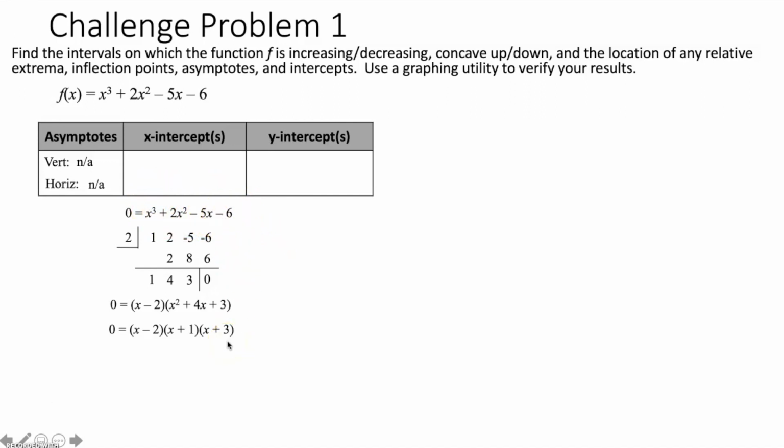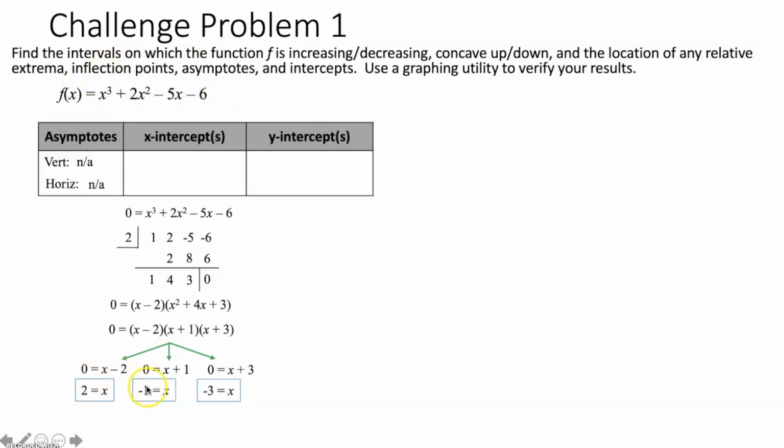Now what I can do is use the zero product property and say, if this times this equals 0, then either this equals 0, this equals 0, or this equals 0. And I can solve each of these for x by adding 2 on both sides, subtracting 1 on both sides, subtracting 3 on both sides. And I have found my 3 roots for this particular function.